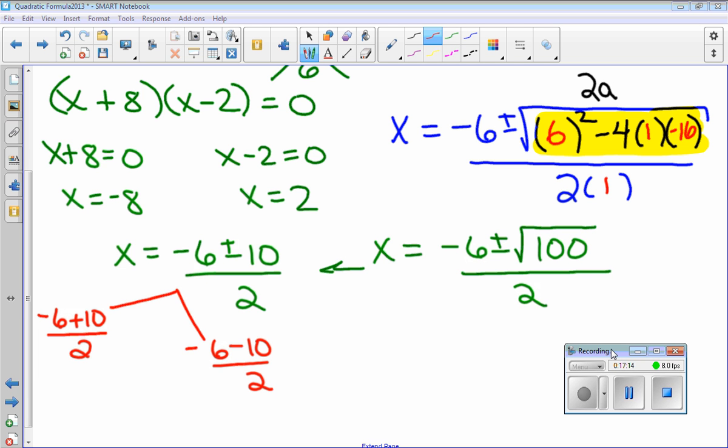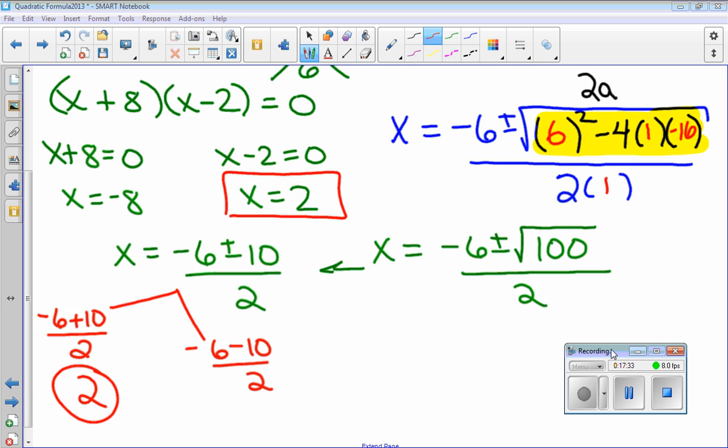Yes, sir. That's perfectly fine. 4 divided by 2. That works, so do it that way too. You cannot just start calculating. So one of the answers is 2. How did I know it was 2? Well, I factored it, and I knew it was 2.